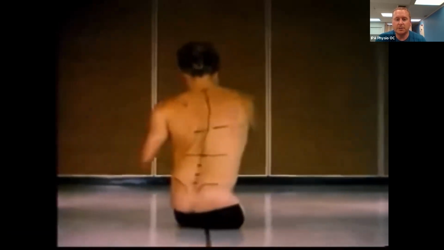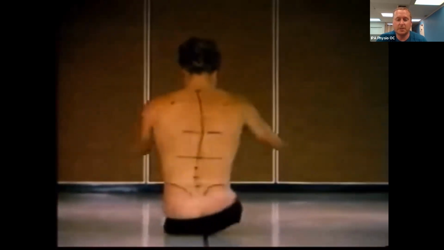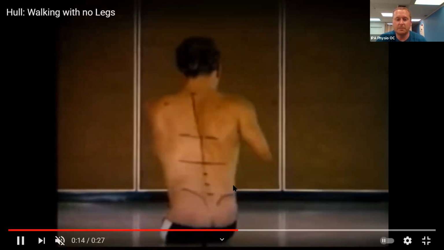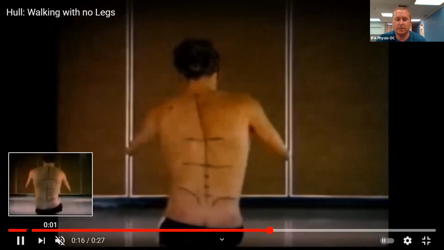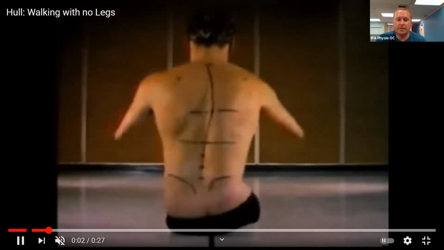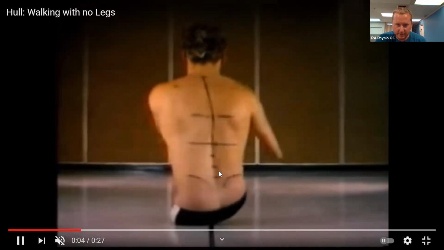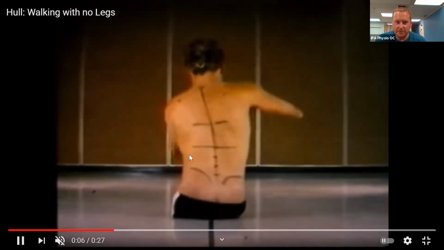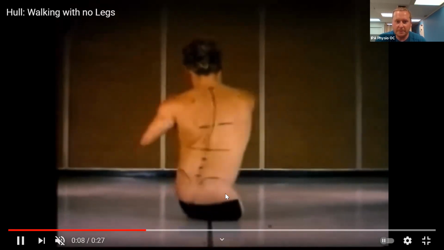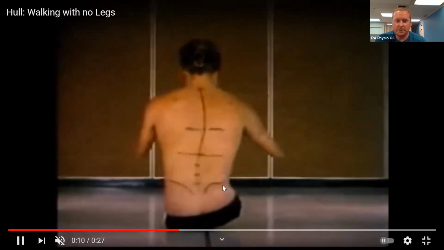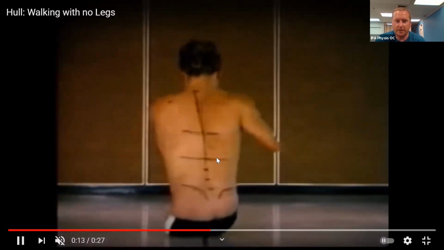That is a trunk dependent walker. He has no real full extremity to pull from, to leverage from. I just think it's totally amazing. The concept here that we're trying to get is we want this engine moving. We want that pelvis to go down and back and up and forward, down and back and up and forward. Those are the big things that we're doing.